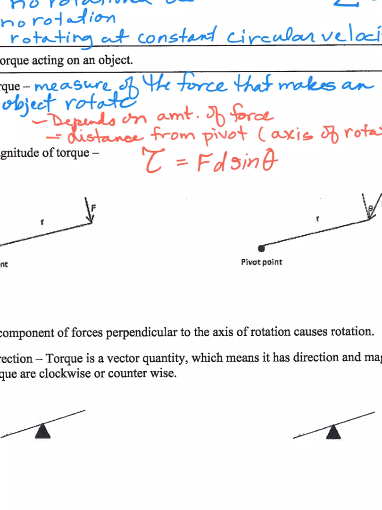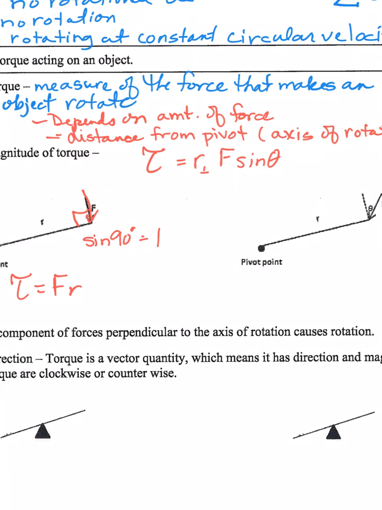It's R perpendicular, and then F sine theta. That's fine. So R perpendicular means the radius is perpendicular to the force. R F sine theta. Now, here's the thing. If F is perfectly perpendicular, then what is the sine of 90 degrees? Sine of 90 degrees is 1, so that part goes away. So if F and R are 90 degrees to each other, then it just becomes FR, or RF, because the sine theta goes to 1.